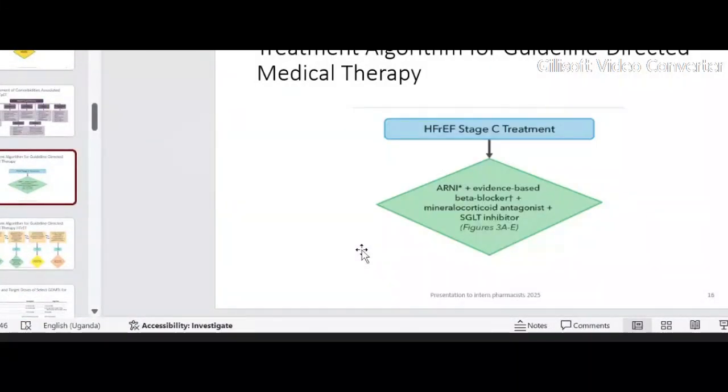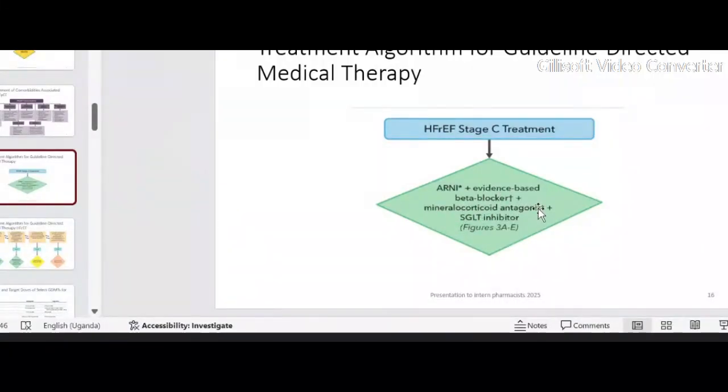Okay. Now we have heart failure with reduced ejection fraction. This one we use four pillar drugs. They are going to tell you guideline directed medical therapy. Guideline directed medical therapy is a combination of these four drugs you see. Angiotensin receptor blocker in combination with neprilysin inhibitor, or what we call ARNI, like valsartan and sacubitril. Evidence-based beta blocker, bisoprolol, carvedilol, metoprolol. We don't just use any beta blocker in heart failure. We use those three: bisoprolol, carvedilol, metoprolol.